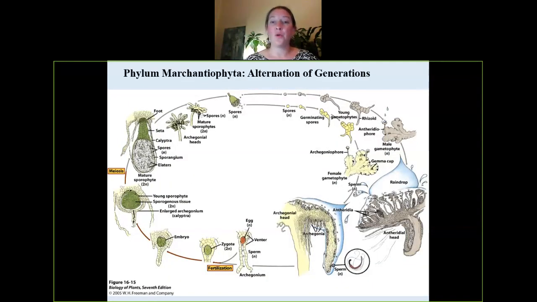Okay, so basically the alternation of generations in the liverworts is the same as the alternation of generations we saw in the mosses. The only difference is that now we have these archegoniaphores and antheridiaphores elevating the sex organs and the orientation of the sporophyte, which we'll talk about in a second. So let's just go through this quickly. We don't have to go nuts here, but this slide is an overview of the alternation of generations in liverworts.